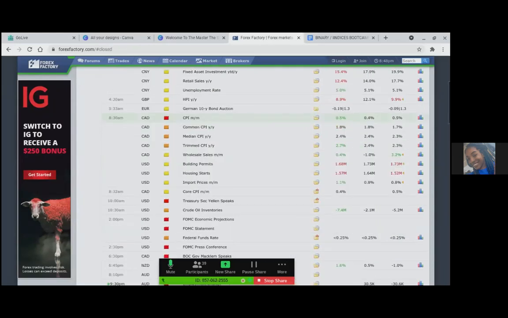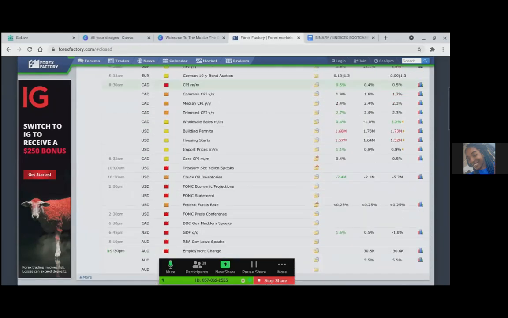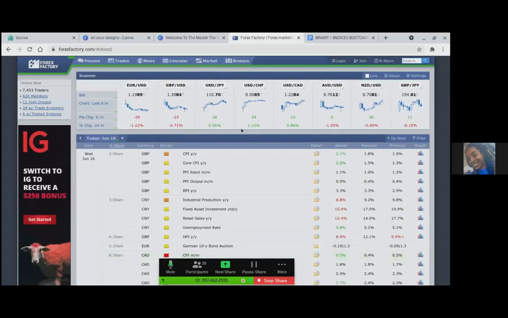So if y'all got Forex Factory, drop some F's in the chat, and then you'll see something like gray folders. Those are just holidays. You really don't trade on gray folders. So if you got that, let me see. Make sure y'all are with me. FFs. Let's go.